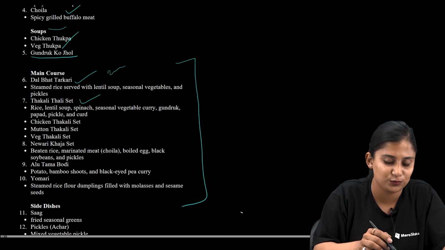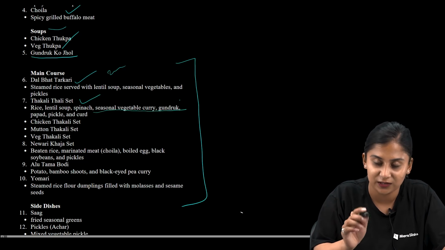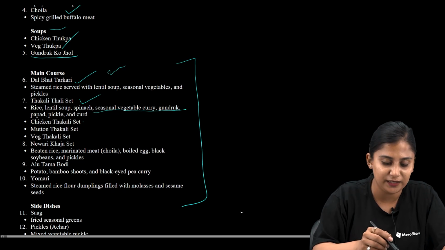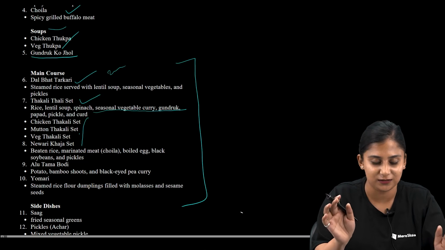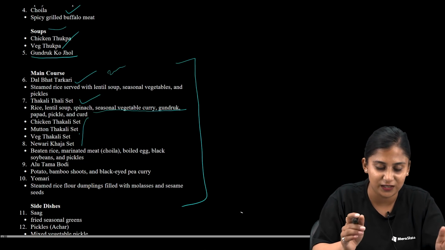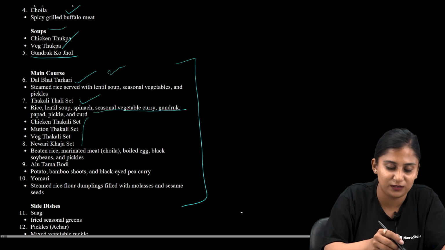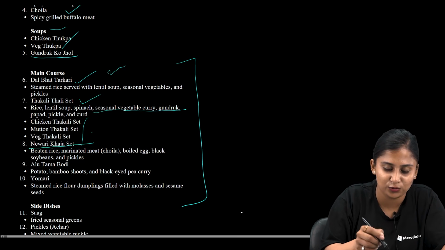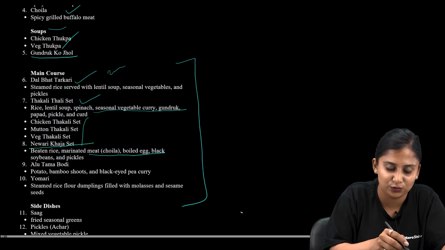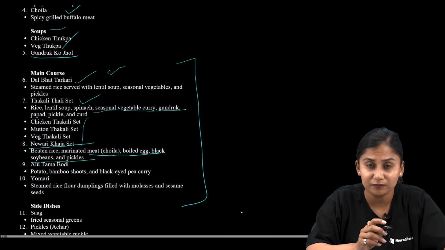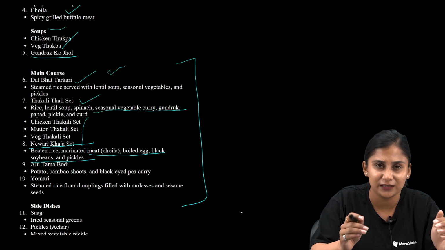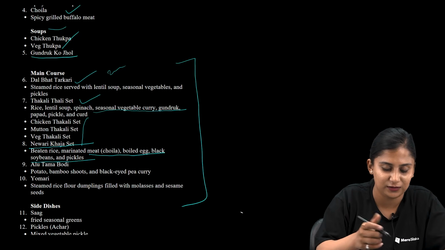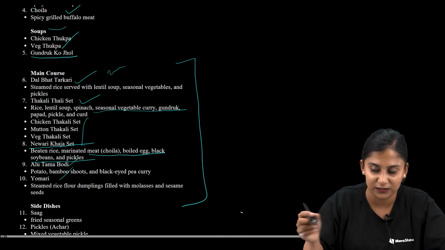And you are also supposed to include the name of the items that you are supposed to provide, and then the types of thakali set, so chicken, mutton, veg, and then another would be Newari Khaja set. So you are also supposed to indicate the items that you will be providing, and then other things that you think are included in Nepali dishes, like aloo tama bodi, yamari and all.